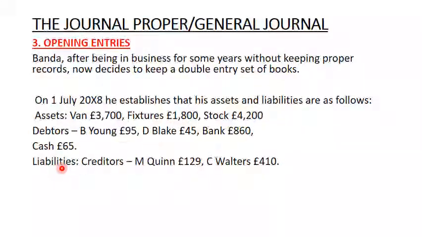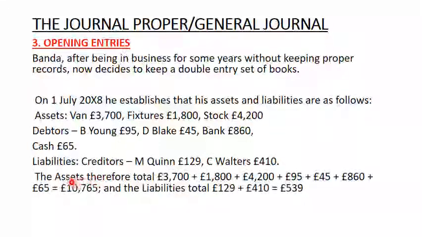Then now we look at liabilities, the people we owe money. Okay, so we have creditors, M Queen at 129, C Waters at 410. Now if we calculate the total assets, adding all these assets here will give us 10,765, and liabilities will give us 539.